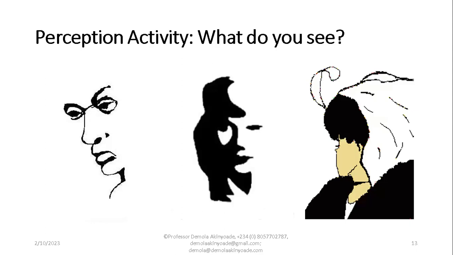Now, this is a perception exercise. I want us to look at these three images. Let us look at these three images and interpret them individually. We will write our interpretation of each image in our chart. Image one to the left, image two in the middle, image three to the right. What do we see? So let's take 2 minutes to write down our responses to these images.